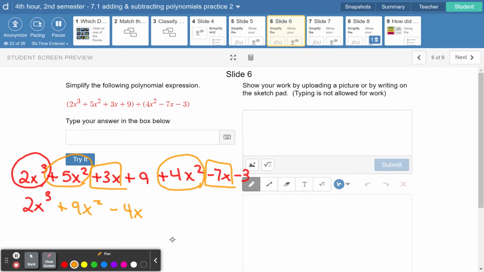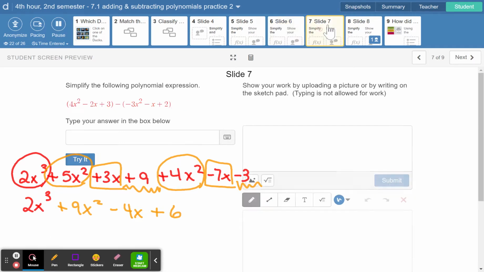Notice I didn't switch colors. That's okay. I'm using a different shape. As long as I visualize what the work is, it's totally fine. 9 and then minus 6 is a plus 6. So as long as you have some type of work, whether you circle, box, use colors, squiggly lines, double lines, that's the work that we need to see. We need to see that you can group like terms together.